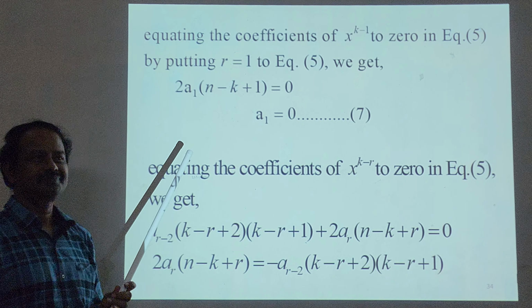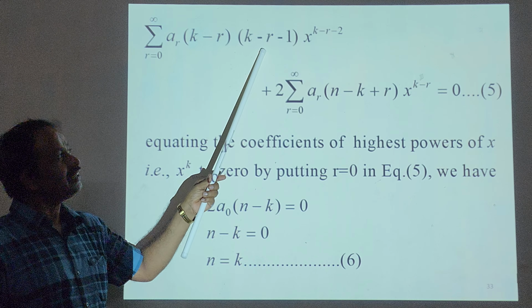Okay, so a naught is not equal to 0, the first term. The second term, a1 equals 0 now. Now we will go for equating the coefficients of x to the power k minus r. Okay, we are going to equate now. X to the power k minus r already exists, so no need to simplify.